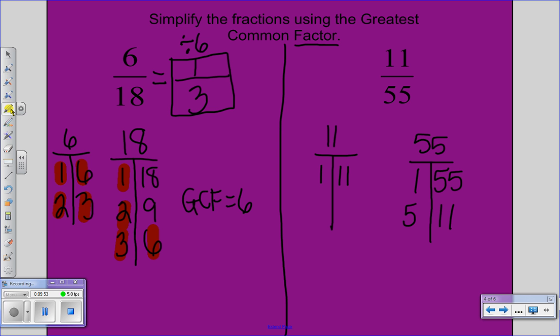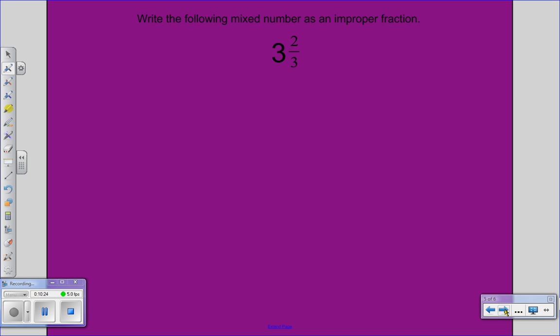Alright, what are your common factors? Your common factors are going to be 1 and 1, and 11 and 11. So your GCF that you're going to divide this fraction by is going to be 11. Write your fraction bar. I'm going to divide by 11 because that's the GCF. 11 divided by 11 is 1. 55 divided by 11 is going to be 5. So 11/55 simplified is 1/5. Moving right along, 5th graders, you're doing great.